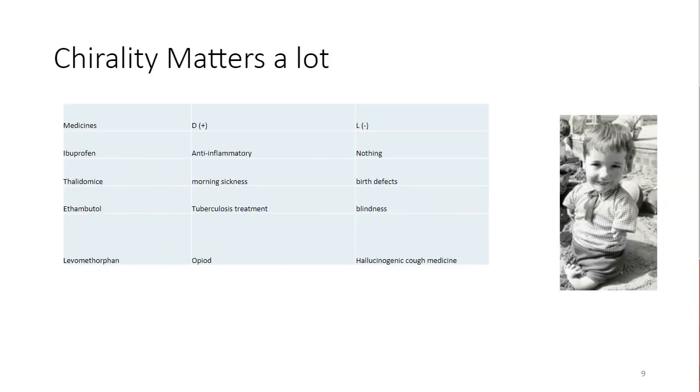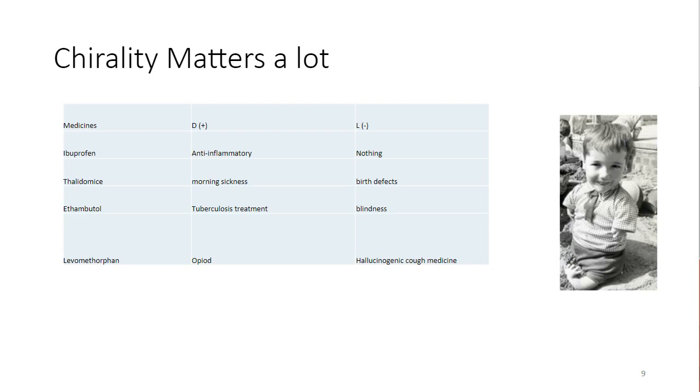Not only aroma, chirality matters a lot in therapeutic benefits. For example, in medicine, D-ibuprofen works as an anti-inflammatory medicine, whereas the L-isomer does nothing.